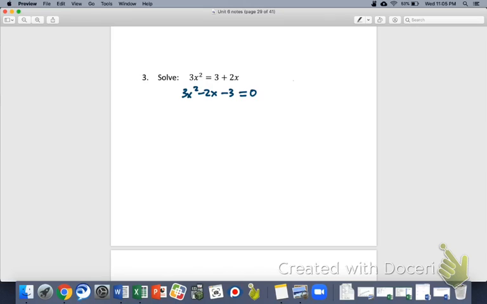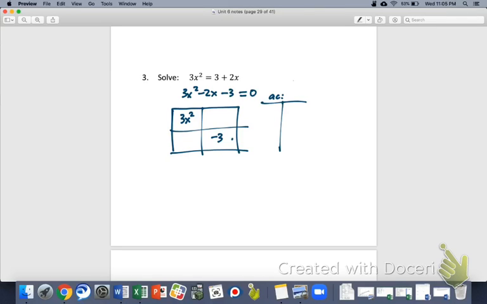And again, does this factor? I don't know. Let's try it out. There certainly is no common factor. There's no greatest common factor here. And so, maybe we try the boxes and just see 3x squared would go there, minus 3 would go there. My AC would be negative 9. And that's where I think we run into kind of a dead end, because I don't think any of those pairs of factors are going to add up to be negative 2.